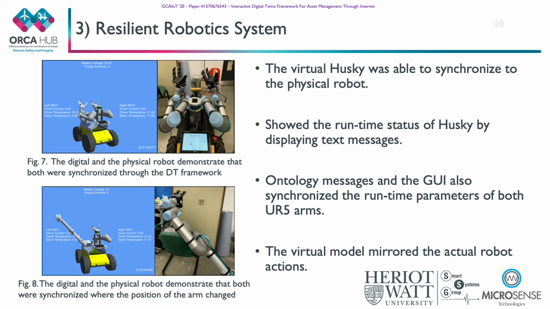The graphical user interface of this use case generated the virtual model of Husky in the middle. The virtual model could seamlessly mirror the physical robot. These pictures here are the graphical user interface, showing that it could repeatedly update those parameters from the real robot and use them to change the position of the arms in the virtual environment. Therefore, it proved that the twin and the physical object were successfully synchronized, and the twin could reflect all the runtime behaviors. In addition, the ontology messages were filtered and displayed on the interface as well, such as the battery status, current, voltage, and the temperature of the robot.